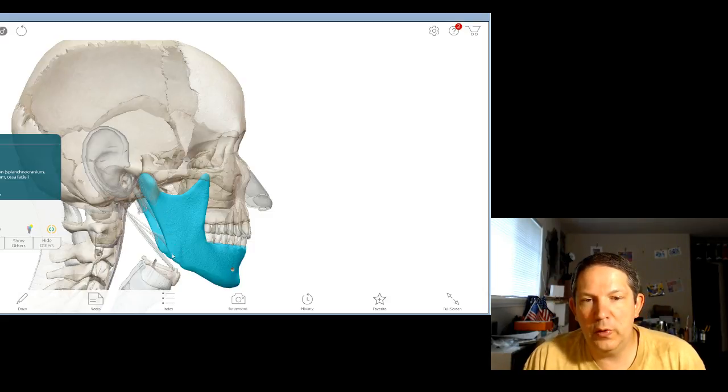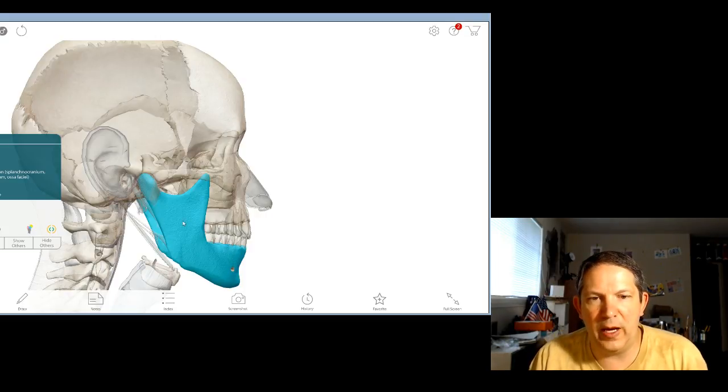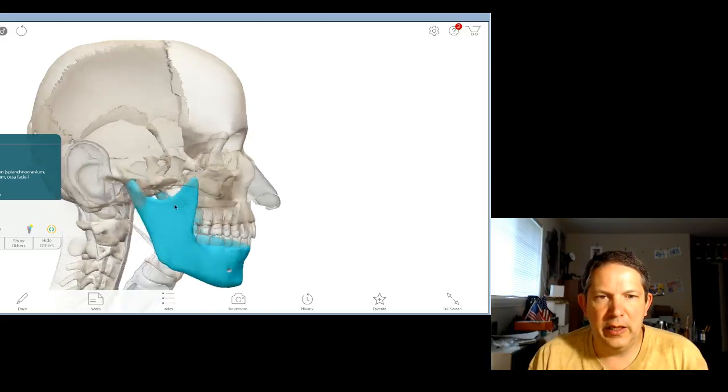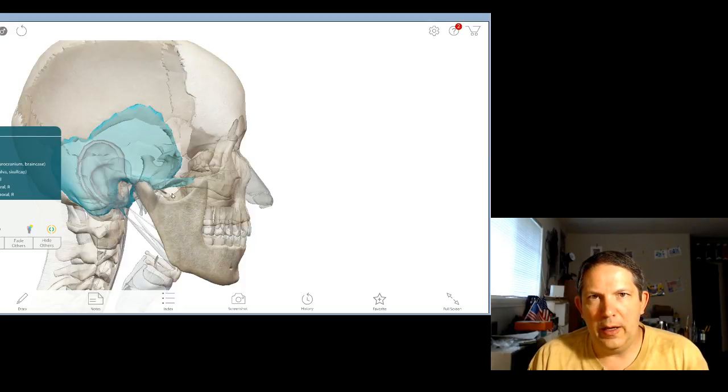But this whole portion jutting up from here, the jutting up part is the branch or the ramus of the mandible. So the ramus of the mandible branches out further to a coronoid process anteriorly and a condyloid process posteriorly that fits into the mandibular fossa of the temporal bone.